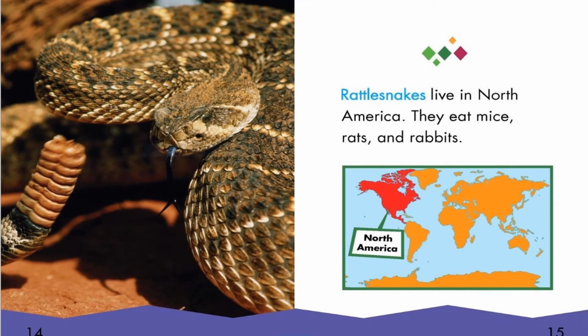Rattlesnakes live in North America. They eat mice, rats, and rabbits. So this is a photograph of a rattlesnake. Ooh, look at the tongue over here. And they live in North America, and we can see that on the map. And here's the label that points to the map, North America.